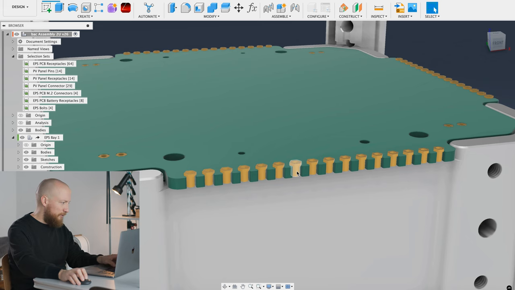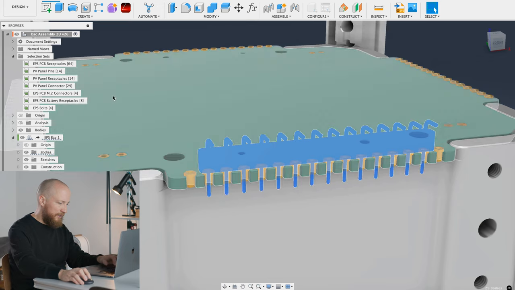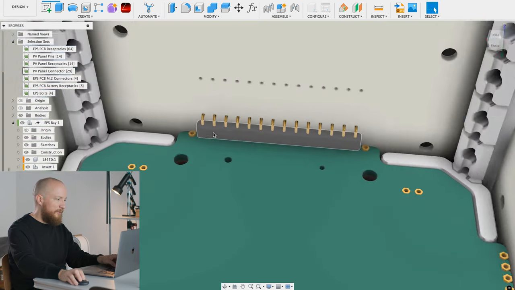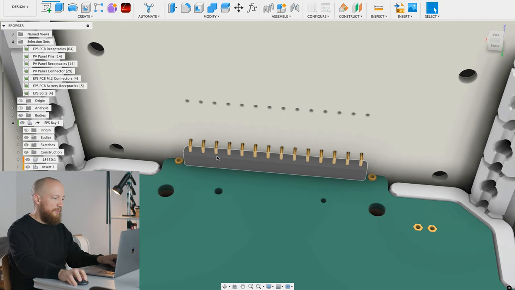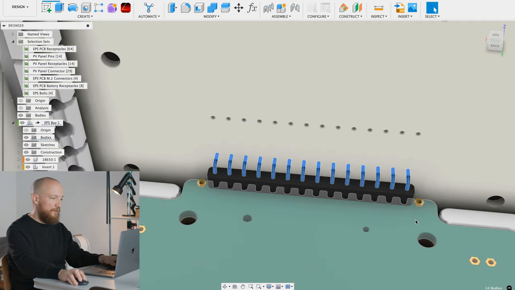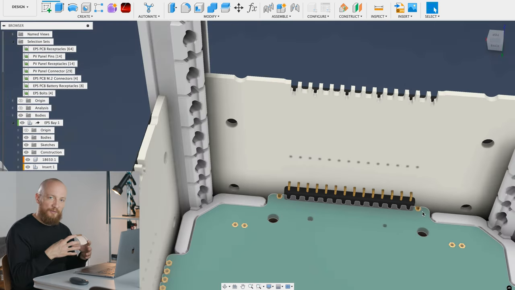Nice thing about this solution, if we turn on the connector again, the panel connector, is that we keep the possibility to shift the EPS up or down by 10 millimeters by just having 2 more sets of holes into which this connector can be soldered. So if you need to shift the center of mass around of your CubeSat, this is an easy way to move the EPS bay around.